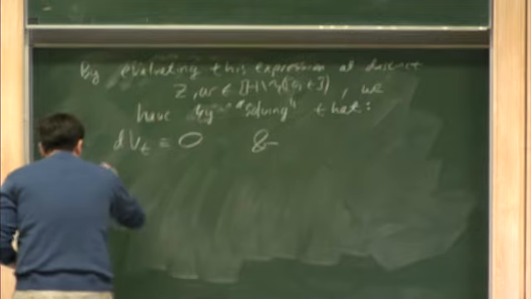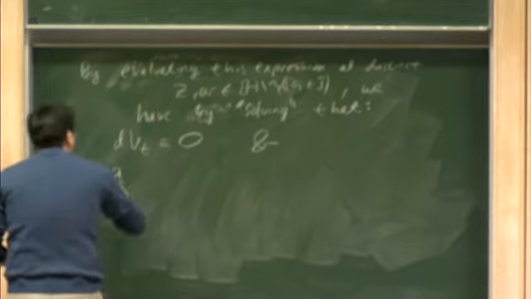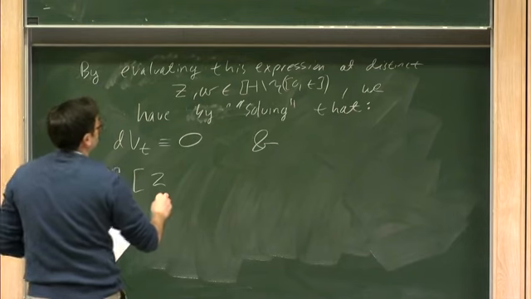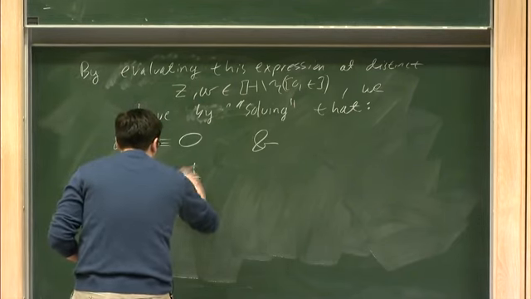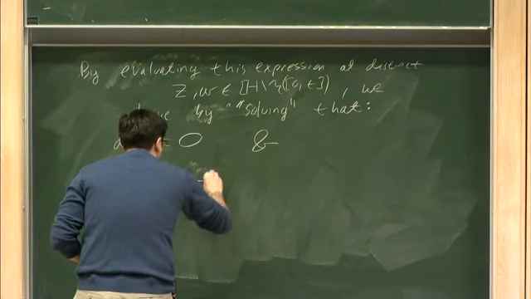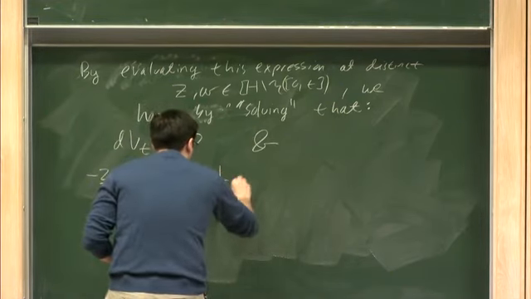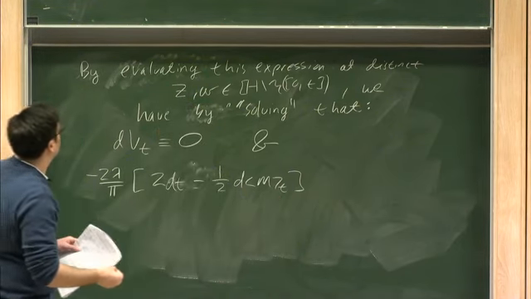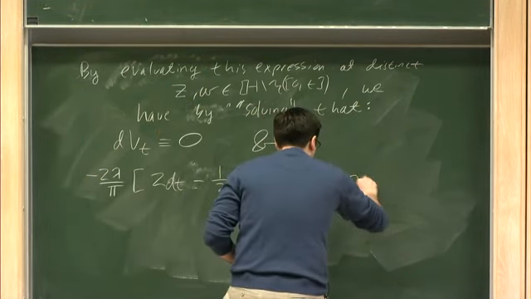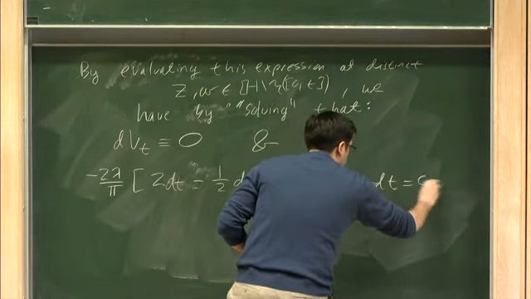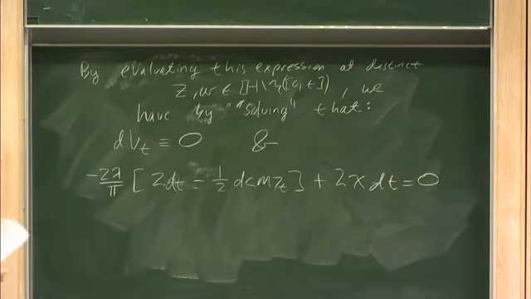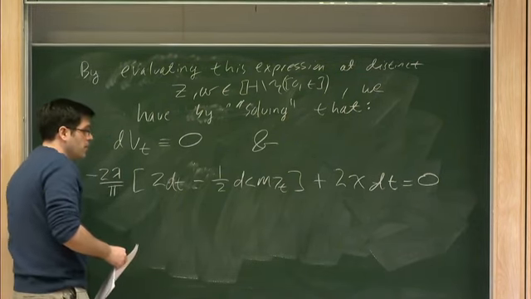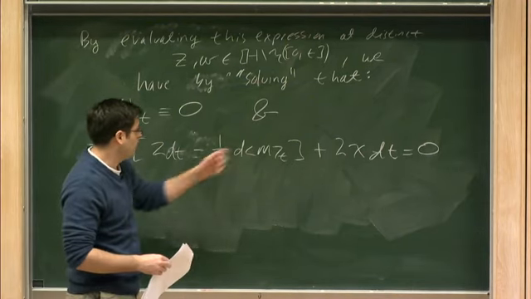So you have minus 2 lambda over pi times 2 minus, let me keep the dt, minus 2 dt minus 1/2 dmt plus 2 chi dt. Okay, and this all has to be equal to 0 too. And let's just multiply this out and figure out what this tells us about the quadratic variation of mt.